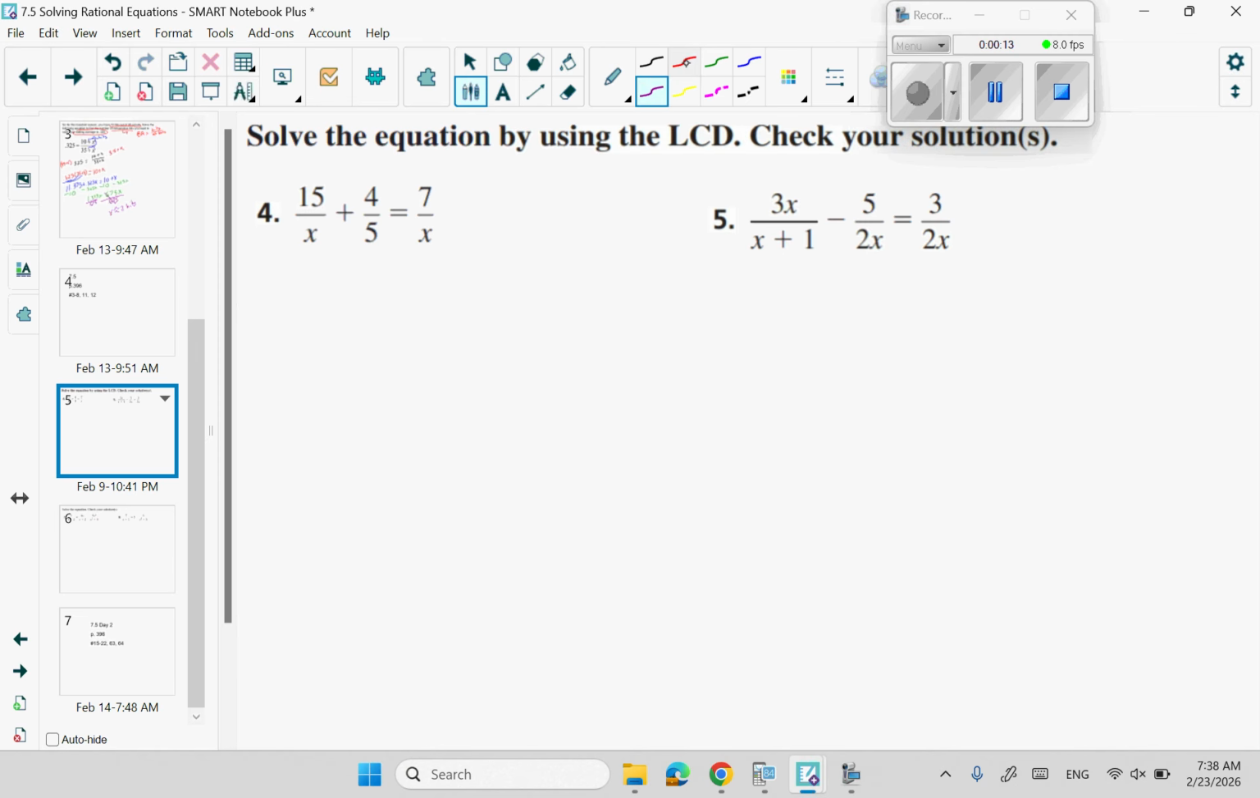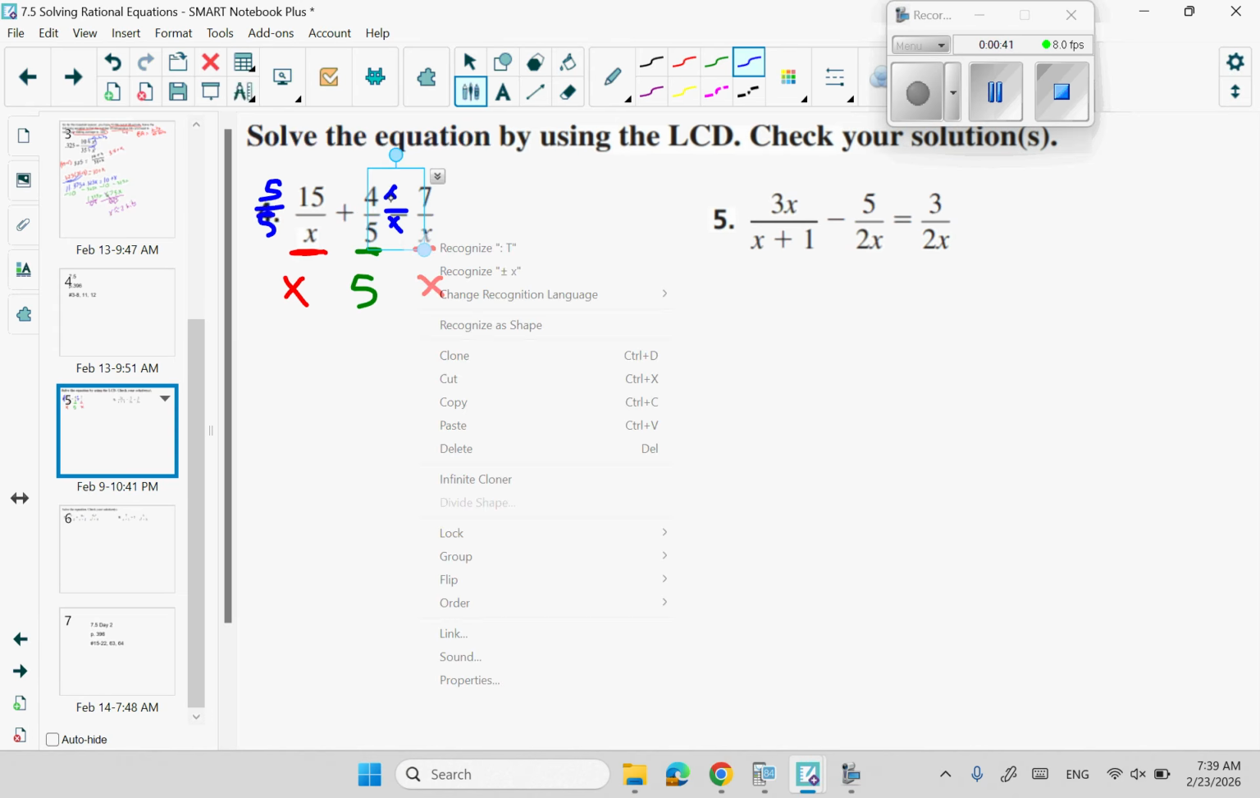So the first thing we should do is check every single fraction. I see that this fraction just has an x. This fraction I could try to break down 5, but I can't really break down 5. And this fraction also has an x. So I look at each fraction and figure out what each of them are missing. This first fraction is missing the 5 that this one has. This second fraction is missing an x because both of those have an x. And this third one is also missing a 5.